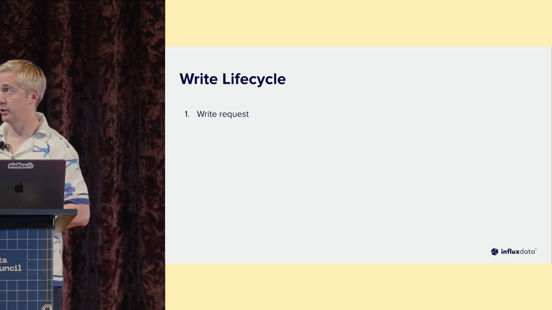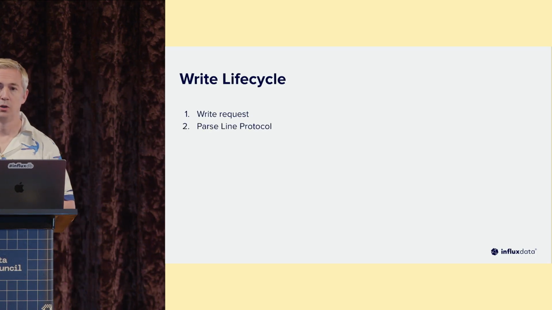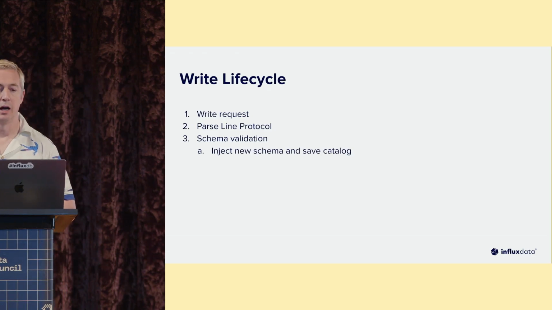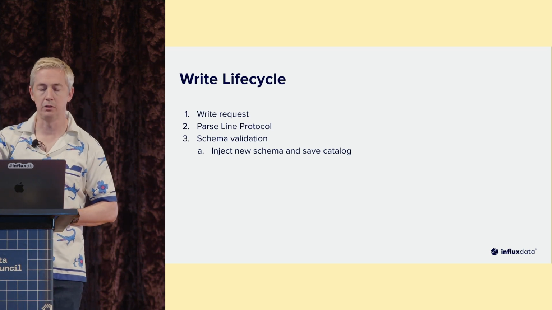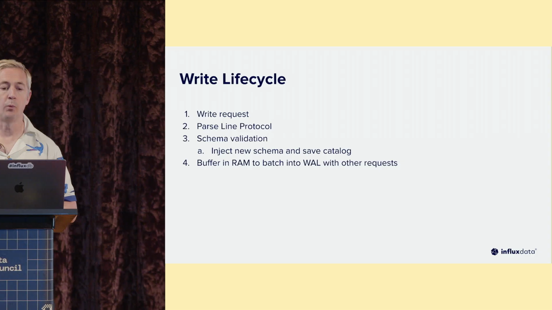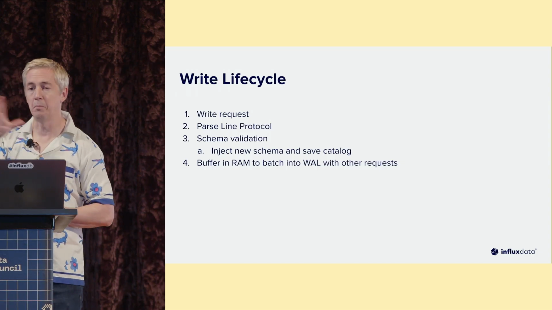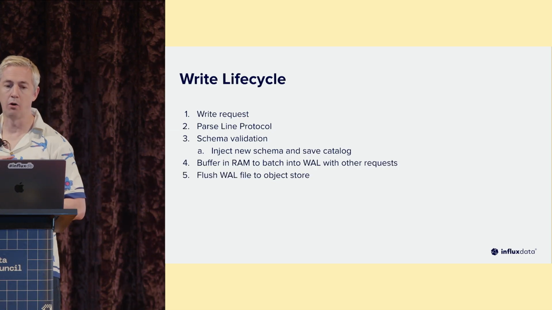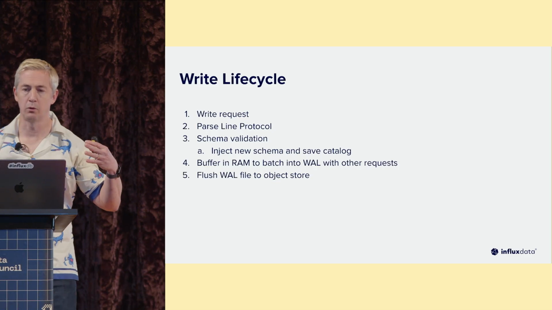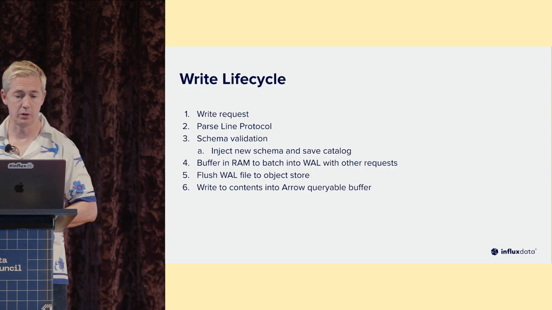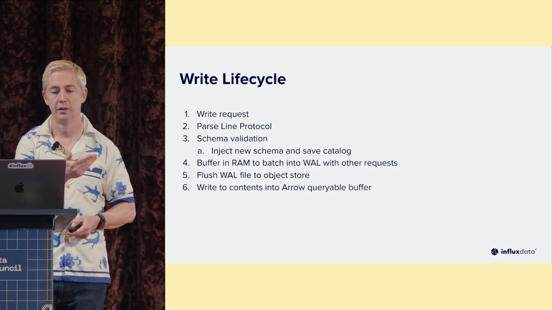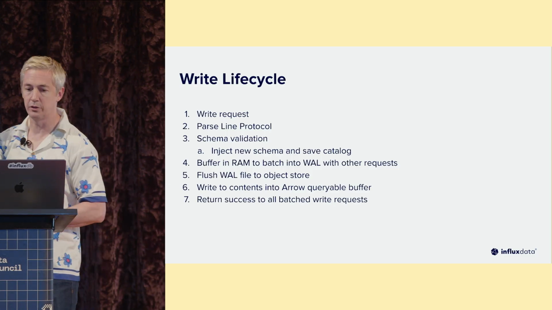So the write lifecycle. A write request comes in, we parse the line protocol and validate that against the catalog. We do schema validation. Because we're schema on write, we inject new schema into the catalog and save it to object storage. And then we buffer that data in RAM into a batch, which is held while we hold connections from the writers. And then we send that WAL file to object storage. So we batch up a bunch of write requests into a single file that goes into object storage. Then we write that contents into an Arrow buffer in RAM so that it's queryable and fast. And then we send a response back to the client that says everything's good.